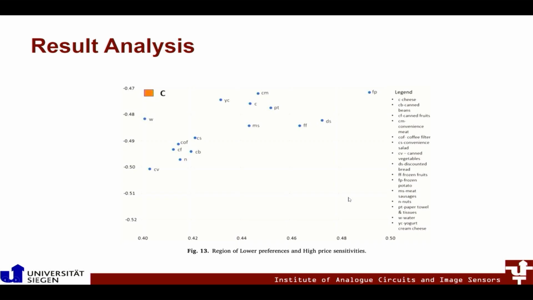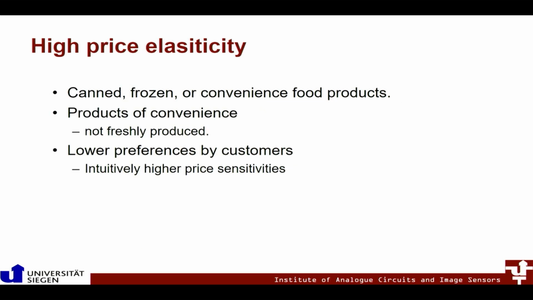So we buy these things, but there's no immediate preference. But here I am highly price sensitive. So these are products of convenience. They're not freshly produced. If we don't buy today, we'll buy tomorrow and it will still work. And they have low preference for customers. There's no immediate need, and there it seems there is high price sensitivity.